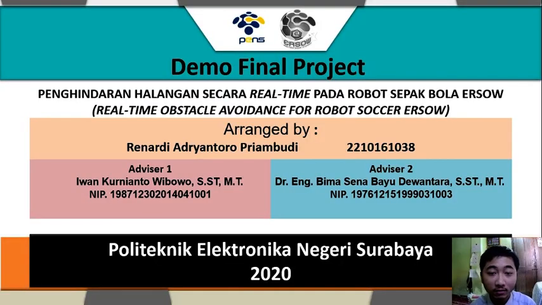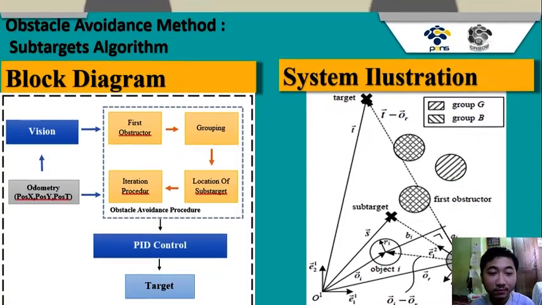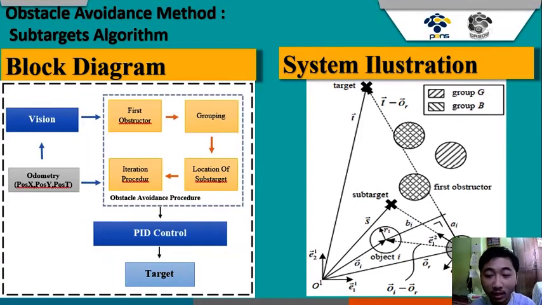Okay, let's start my demo of the final project. The title of my project is Real-Time Motion Planning for Robot Soccer. This is the block diagram. We have vision, odometry, and the sub-target algorithm in here, and the control is PID control.